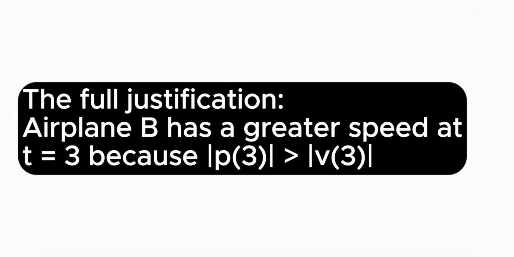So the full justification for part C would be that airplane B has a greater speed at t equals 3 because the absolute value of p of 3 is greater than the absolute value of v of 3.